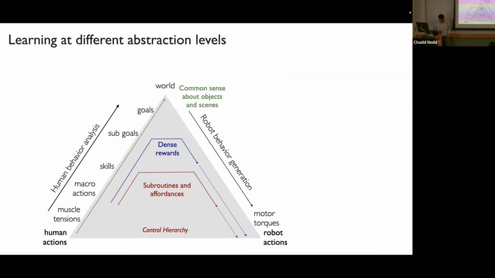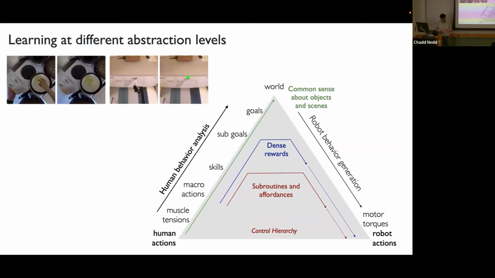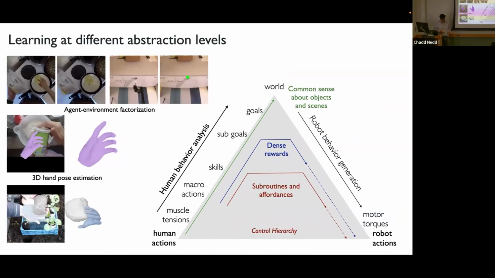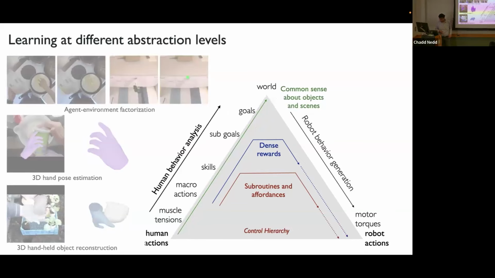Towards the end, I also talked about how we can do better human behavior analysis. I talked about this agent-environment factorization, which is useful for learning policies. I talked about how you can extract 3D hands from images. And I did not talk about 3D hand-object reconstruction. But in some ways, what I'm arguing is that for manipulation, the problem is harder. You need to actually understand what's happening in the scene, and that you can get by understanding hands and objects. So that's some work along human behavior analysis. I'd like to mention that I also work on robot behavior generation.